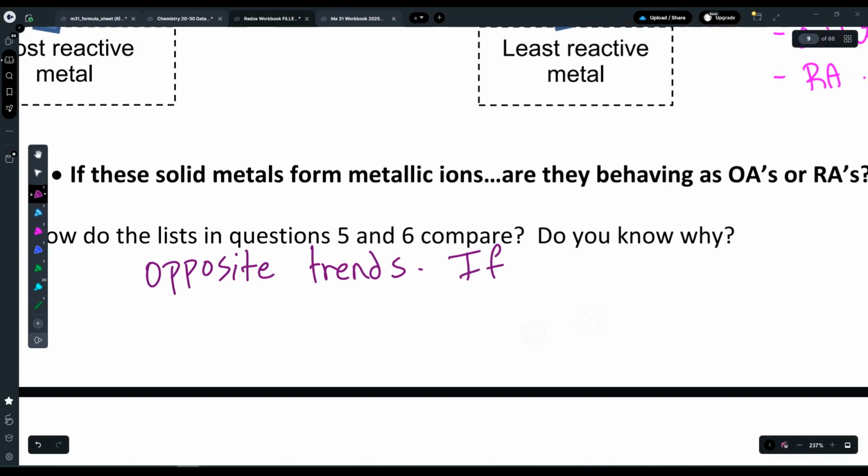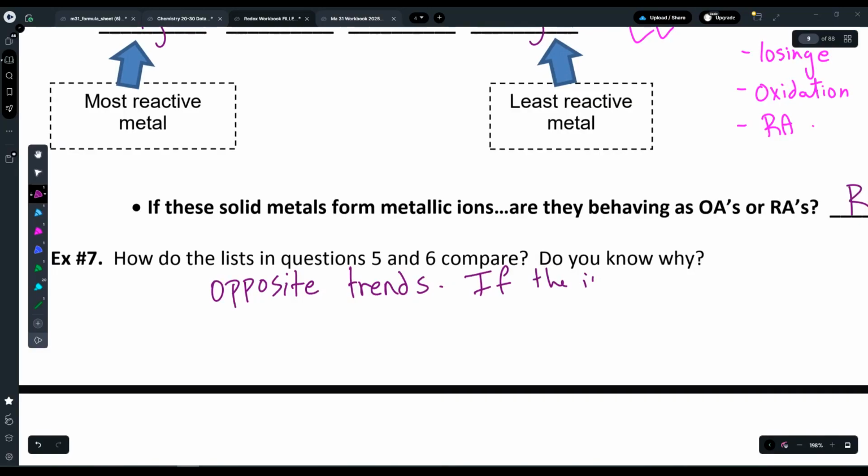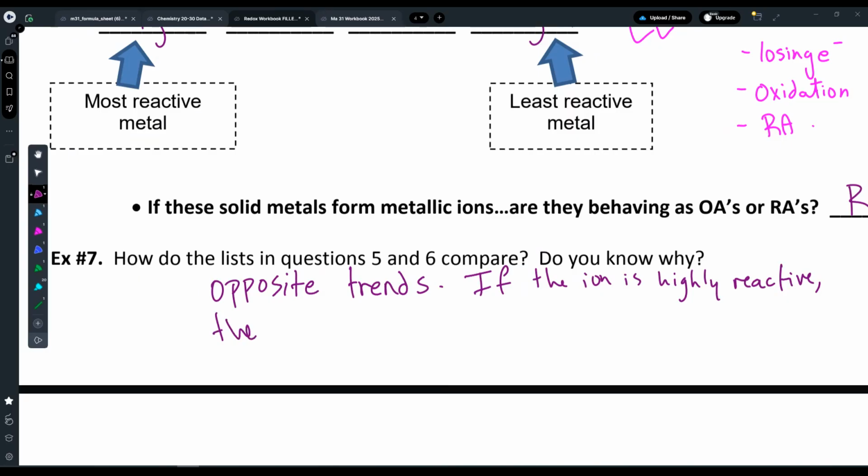So if the ion is highly reactive, the metal is unreactive or reacts very little.